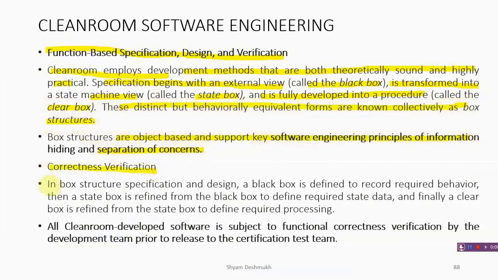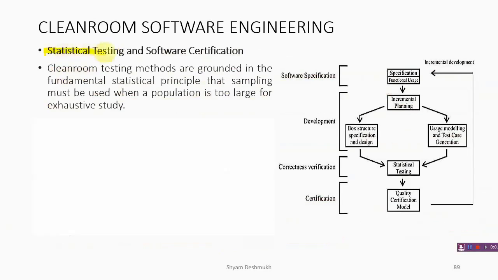Correctness verification. In box structure specification and design, a black box is defined to record required behavior. Then a state box is refined from the black box to define required state data, and finally a clear box is refined from the state box to define required processing. All cleanroom developed software is subject to functional correctness verification by the development team prior to release to the certification test team. Third principal technology is the statistical testing and software certification.